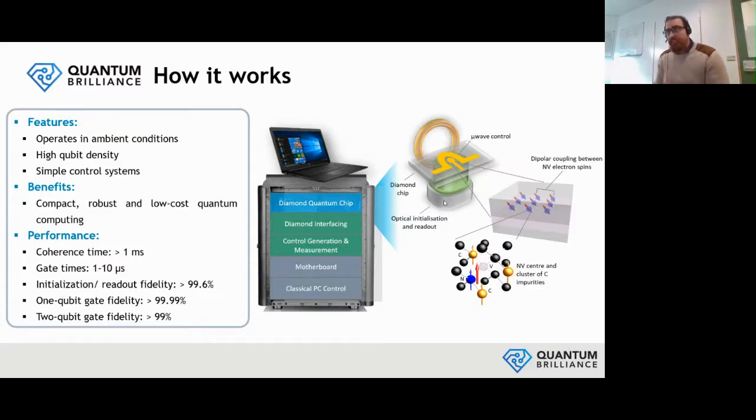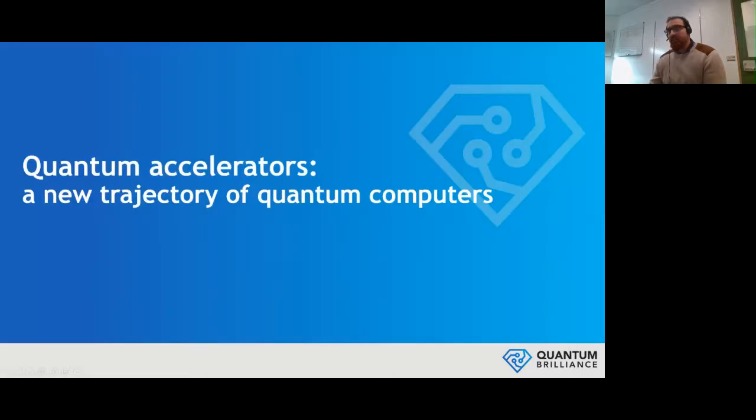What's helping us is that the technology with the microwave control and optical control is very well established and well developed compared to some other systems. So we could build a robust and compact system, as you can see in the middle of the screen, and we have a performance that the coherence time is above 1 microsecond. Gate times vary between order of 1 to order of 10 microseconds. And we have very promising fidelities and we're working to even improve those fidelities that you see on the screen.